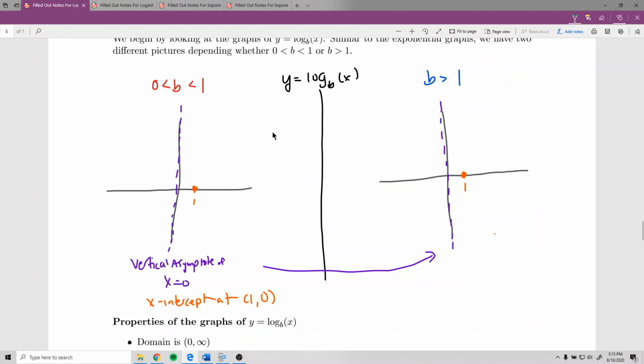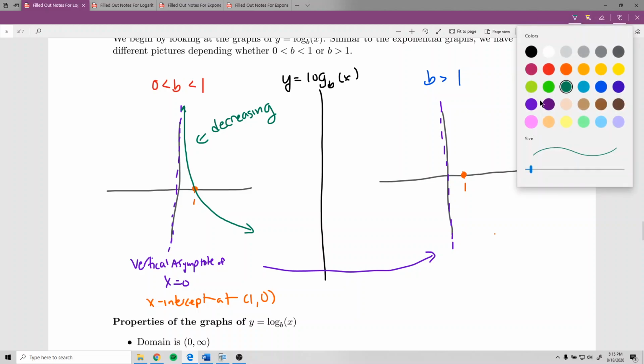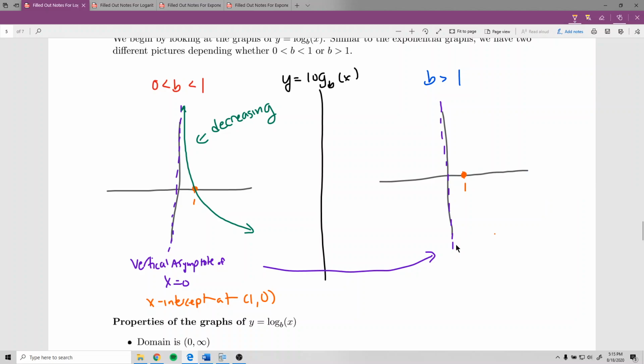Right. Now, the main difference is very, very similar to exponential graphs. When you have the base between 0 and 1, it's a decreasing graph, and it looks like this. If you turn your head, you kind of see an exponential graph where this was the horizontal asymptote, but it's just flipped on its side. So that's the main characteristic, this is decreasing, and when the base is bigger than 1, you probably already guessed it, it's increasing.